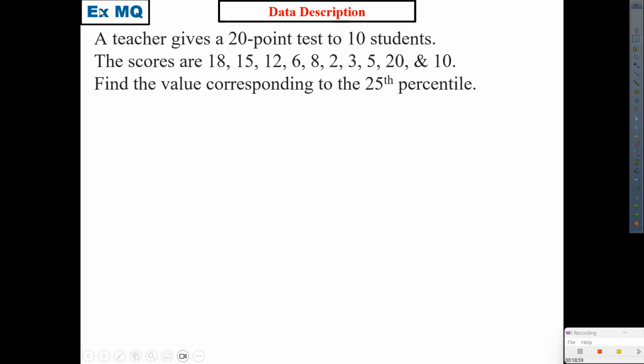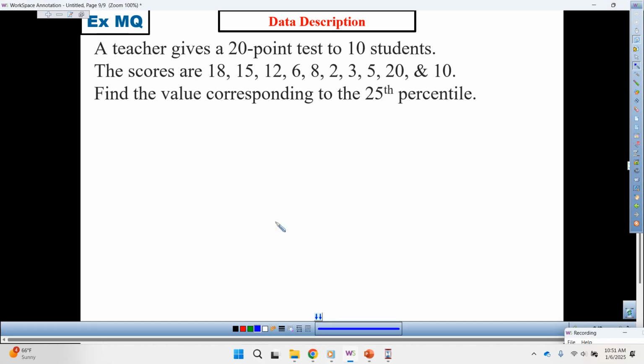Copy this next one, please. Example mega Q. And let's just start from the scores, and since it's the same data, just write them in ascending order. Let's do that together. Ascending order. Read me that, please, Santi. Go.